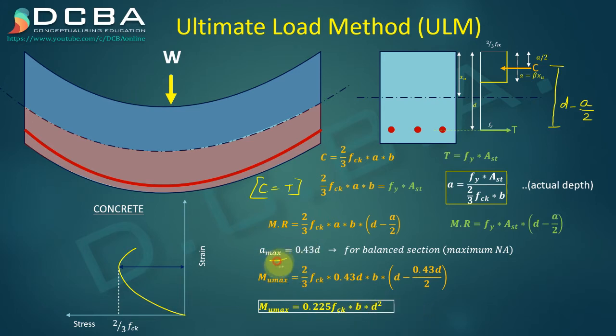So again, if you see, this a max is not dependent on the grade of steel. It is a value taken from the reference books, and this method is again not given in our current revision of IS 456. It used to be there in IS 456, I guess 1983 or 1986. In that IS code, the ultimate load method was there, but in the current one, these steps are not there. So yeah, Mu max is 0.225 fck bd square.